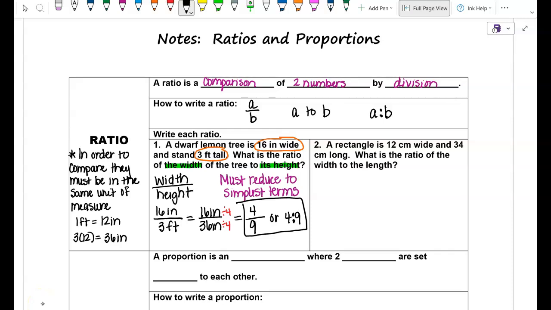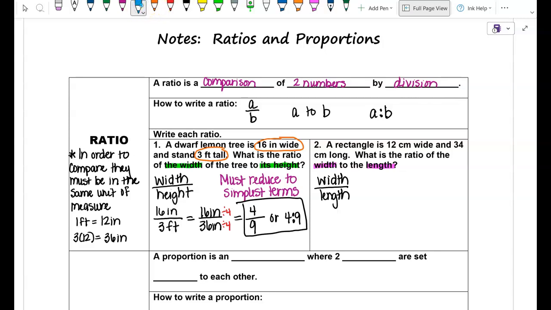All right, the second one: a rectangle is 12 centimeters wide and 34 centimeters long. What is the ratio of the width to the length? Again, they mentioned width first, so width is going to be my numerator. They mentioned length second, so it's going to be my denominator. I'm going to compare width to length.